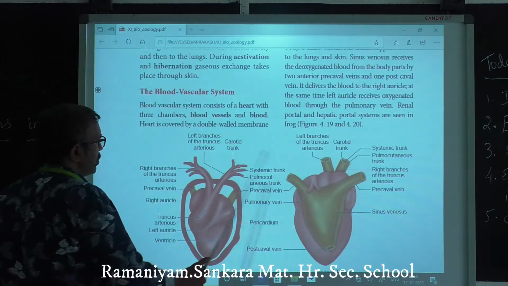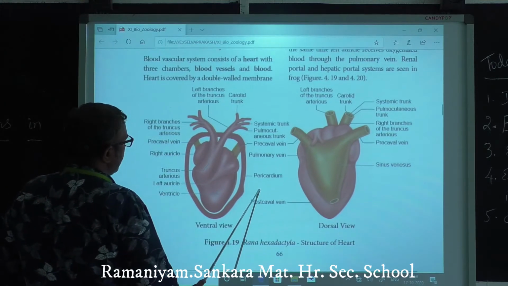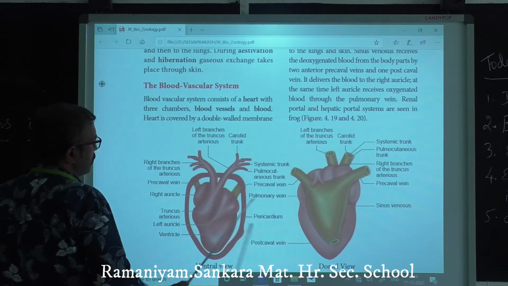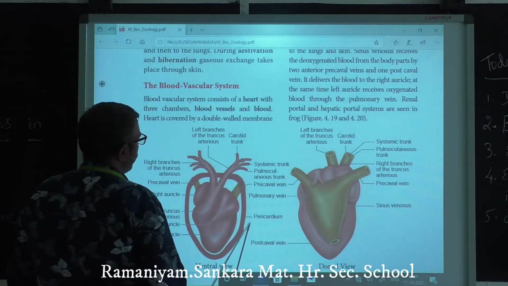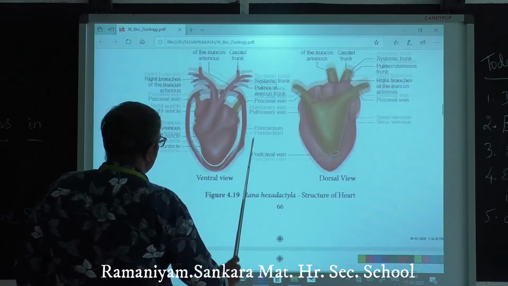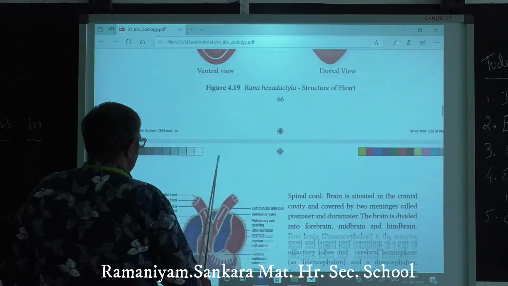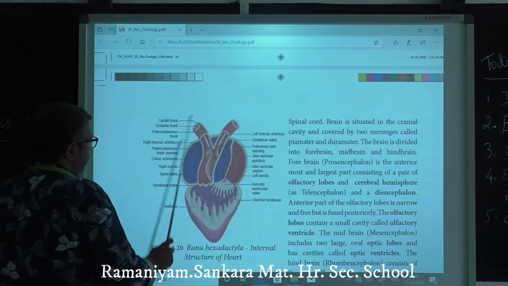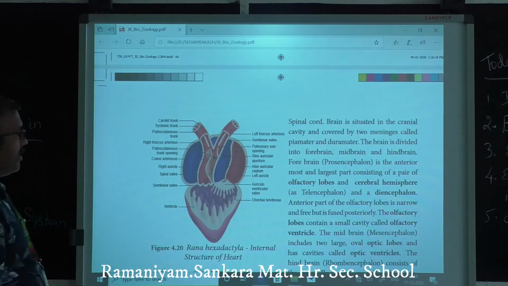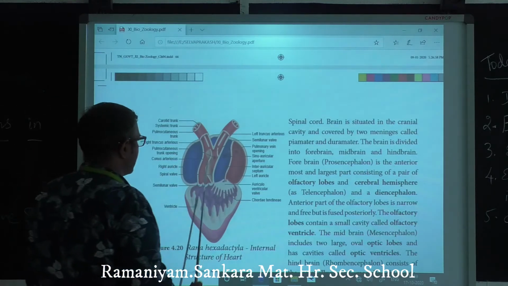This is the structure of the heart. This is the ventral view and this is the dorsal view. This is very important. Next, this diagram is very important. They may sometimes ask 5 mark questions: draw the diagram of the internal structure of the heart.